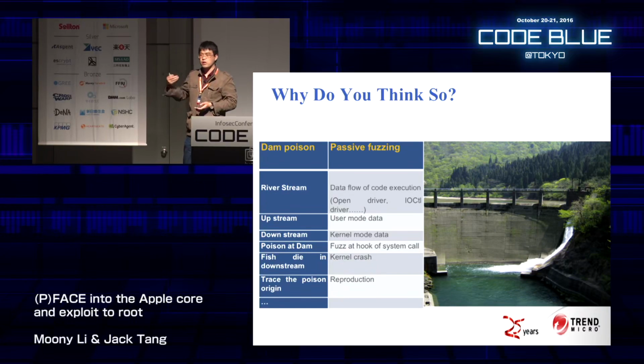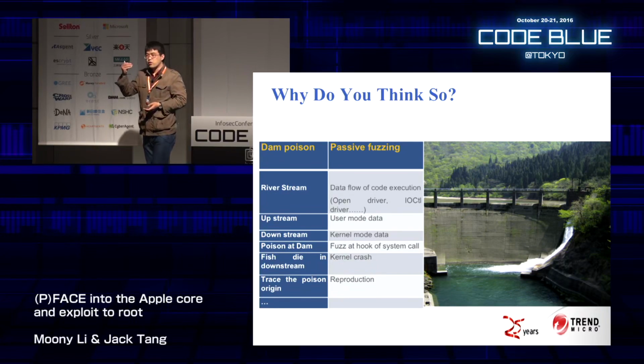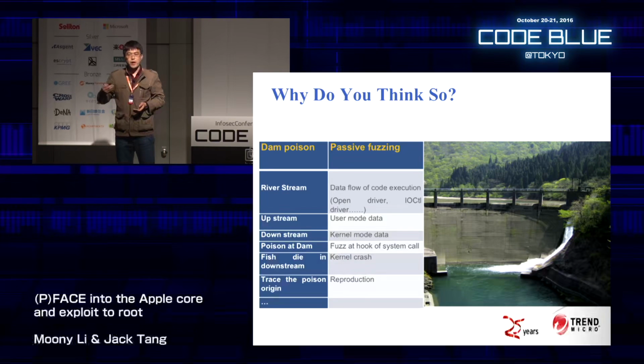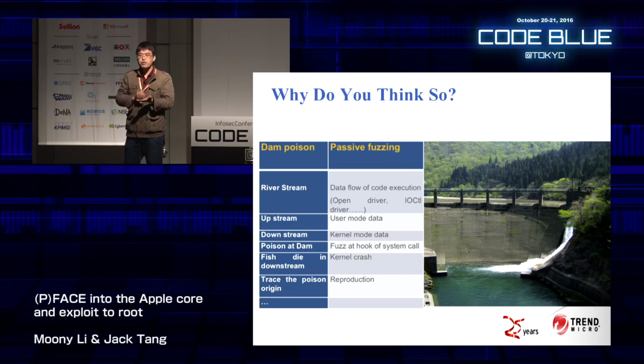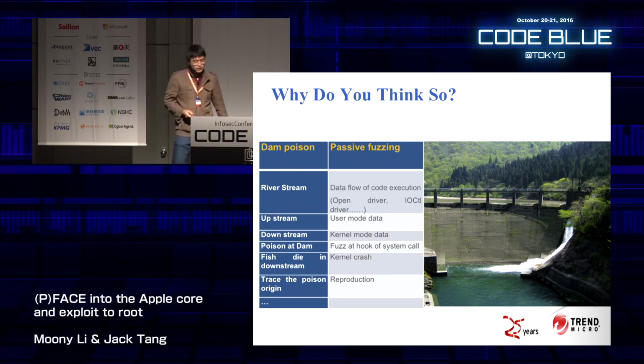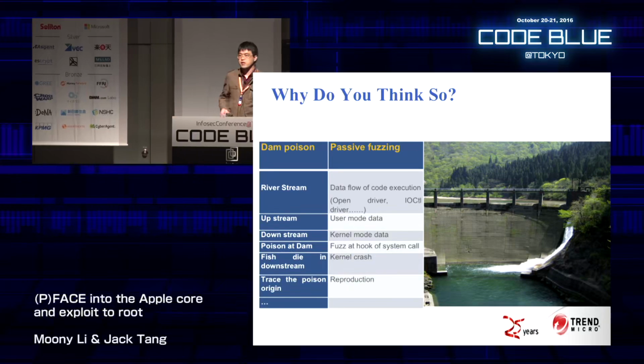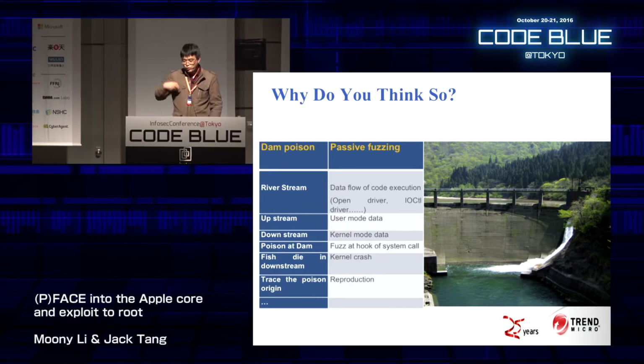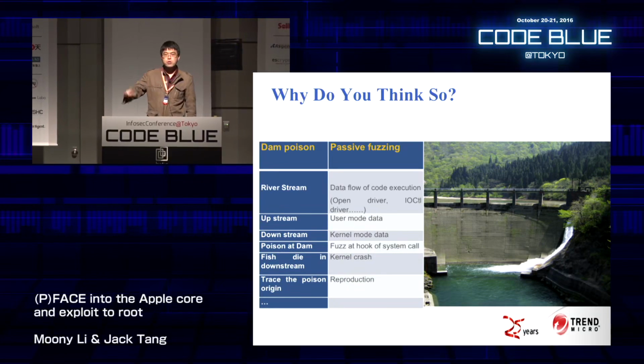If the driver could not handle the fuzz data correctly, then the whole kernel would crash. Just like that, all the fish in the downstream will die. And the reproduction process is just similar. When we reproduce the kernel crash, it's just like that. We will track the origin of the poison in the river dam.